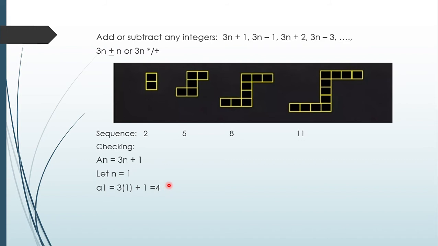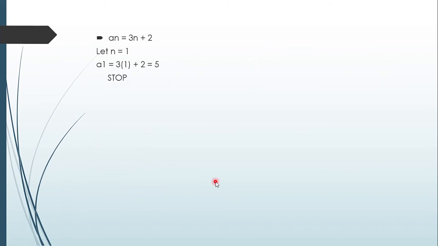Okay, now. May nakita ba kayong 4 dyan? Diba wala? Since walang 4 dyan, stop ka na. So, next. 3n plus 2. Ito naman. Let n, i-let n mo yung 1 sa n. So, 3 times 1 is 3 plus 2 is equal to 5.